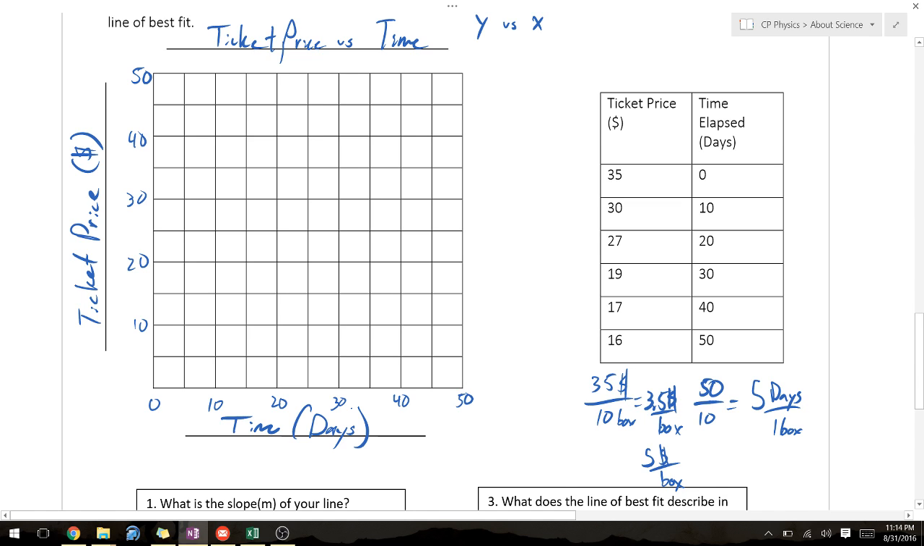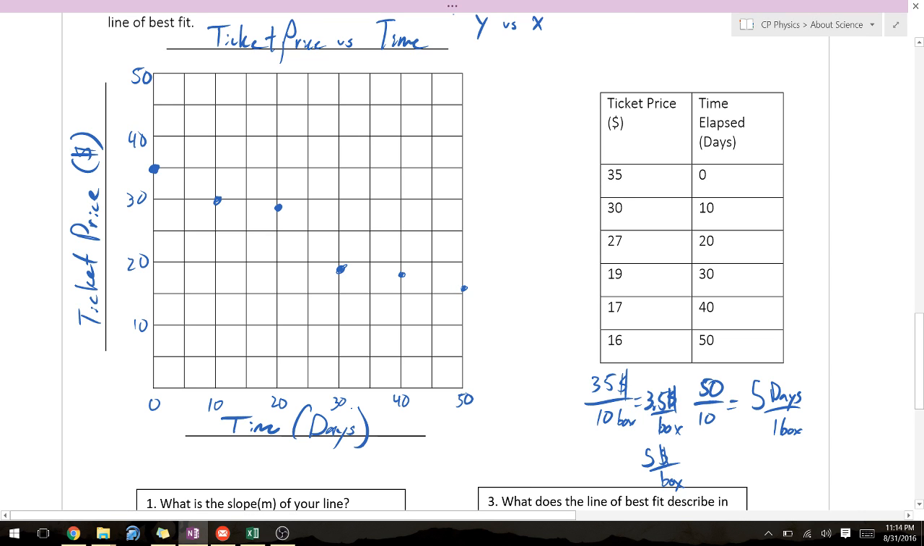So now we just want to start graphing our points. Our first point is 35, 0. Then we have 30 and 10. So we have 30 here, 10 here. 27 and 20. So we have 20 right here, and then we go to 27, something about right there. Then we have 19 and 30. So we go 30, and we go to 19. We have 17 and 40. So 17 maybe just about right there. And we have 16 and 15. All right, so those are our data points.